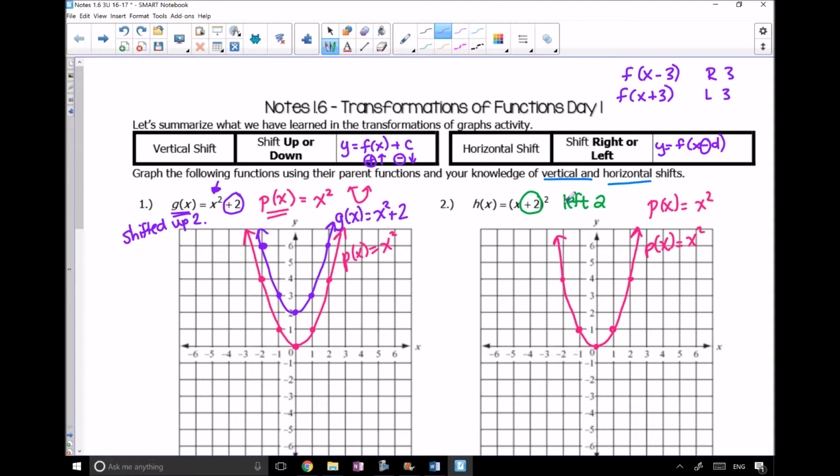And since we know that it's going to shift to the left 2, I'm going to take each point and just move to the left 2. So here's 1 point, here's another point. 0 becomes -2 right here. This 1 becomes -1 right here. And then this 2 switches over to 0 right here. And this is what my graph is going to look like. So here I can say that this is h of x equals the quantity x plus 2 squared.